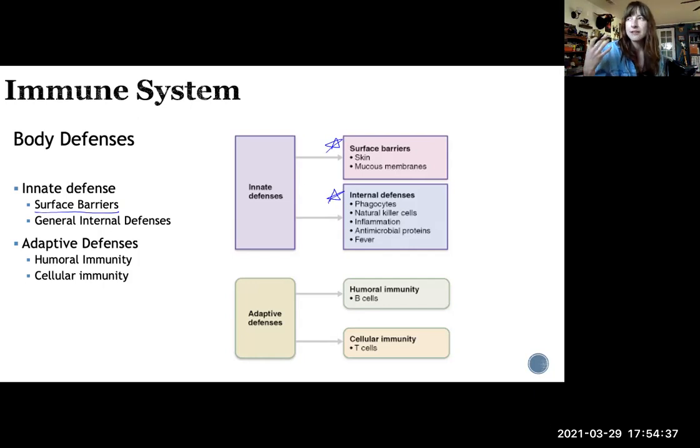So your innate defenses that you're born with include both these surface barriers and a group of different cells and or proteins that basically attack anything generally. So they don't have to be taught. They just recognize non-self and go for it.